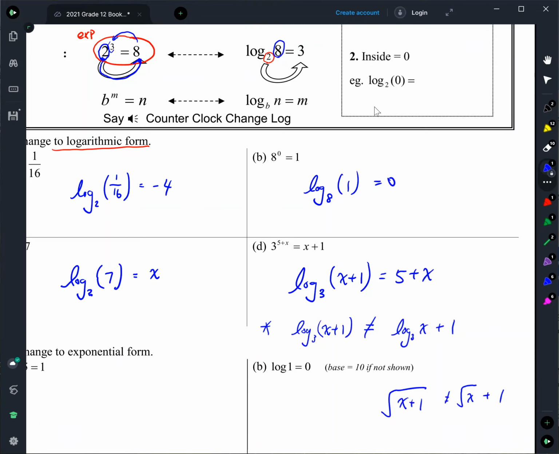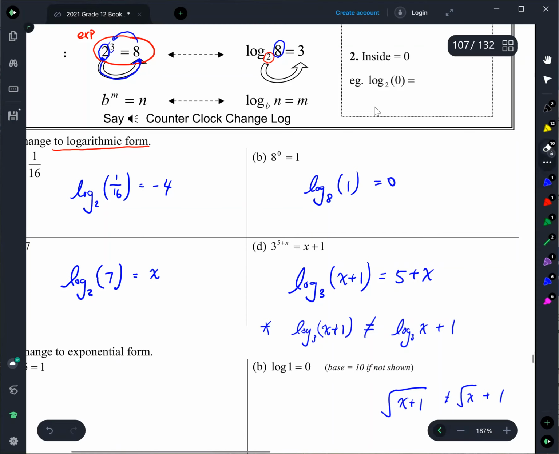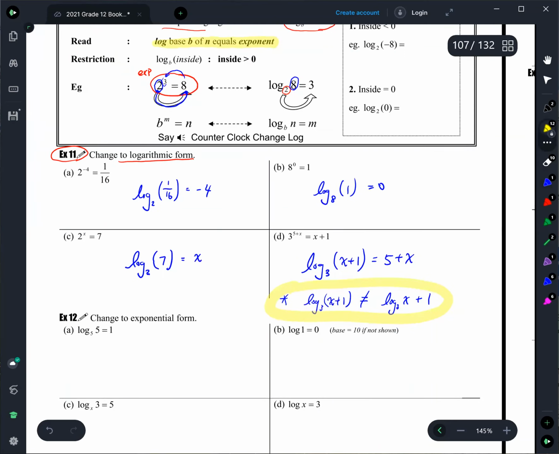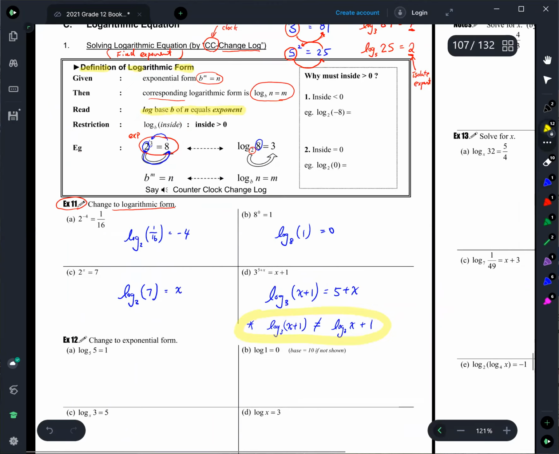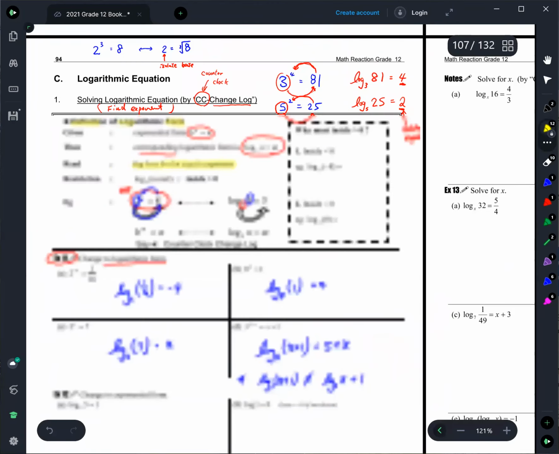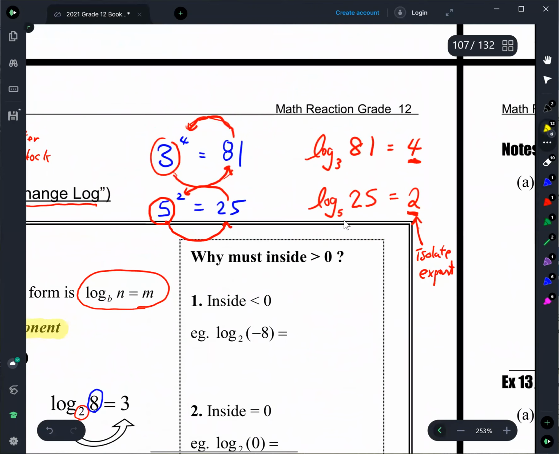So same thing with this one, okay? If you want to include everything in the log, you must have a bracket. Just pay attention to that. Just make a note here. Everyone should be familiar with how to change from exponential to log. So you also need to know how to change it back.